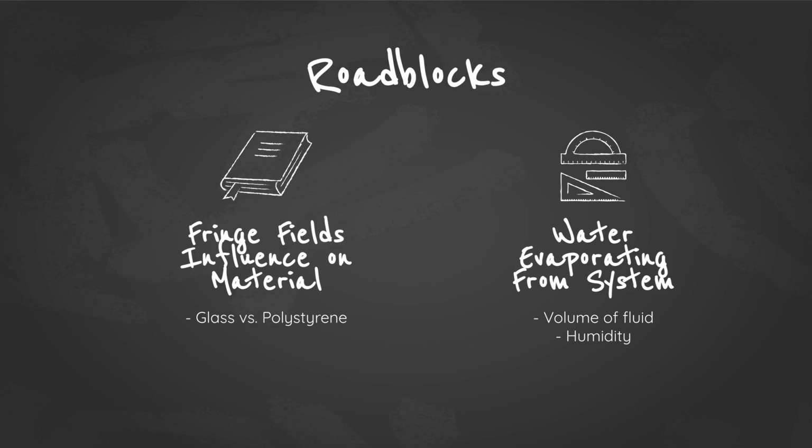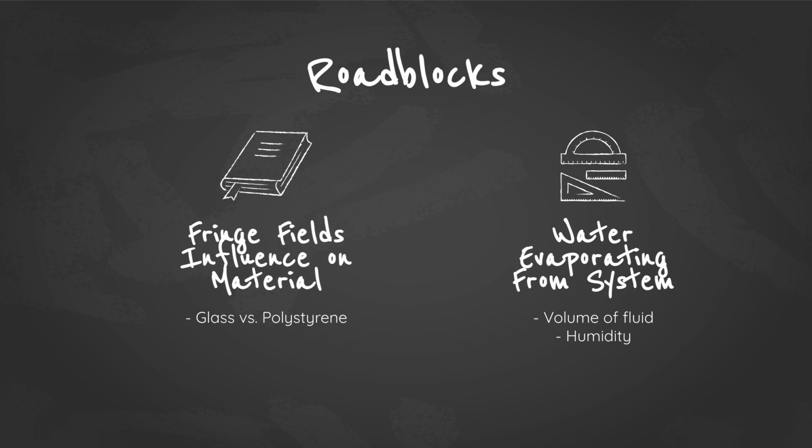And the second roadblock is the water evaporating from the system, for instance, the volume of the fluid and the humidity. If we have a hole in our system such that water can escape or increase, that means the amount of liquid, fluid, gases or frozen material within our system will increase and decrease. And this increase and decrease will highly change our dielectric constant, since we're having more material and less air, or more water, and so on and so forth. And this will alter the dielectric constant.